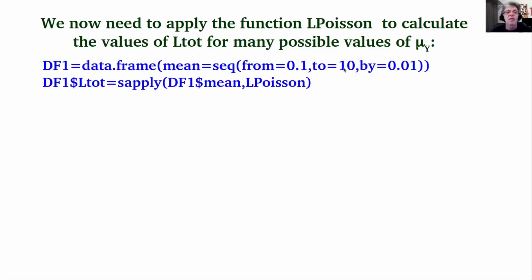And then we are going to use the R function sapply to apply the function L Poisson, which calculates the sum of the log Poisson probabilities, for each of these candidate values of the Poisson parameter, and store these values in the L tot variable of the same data frame.